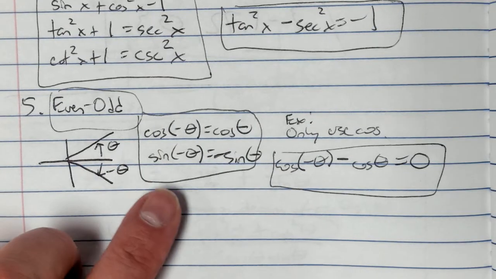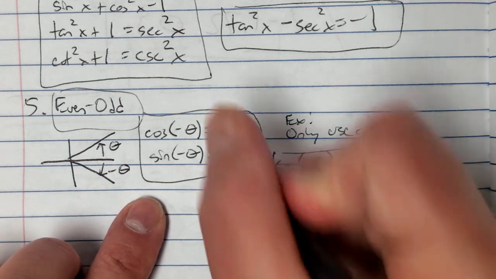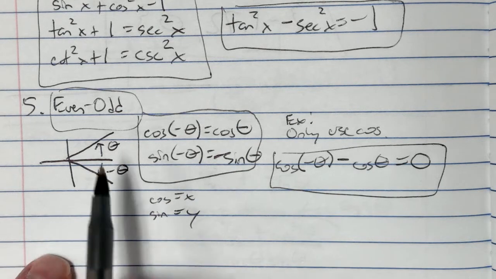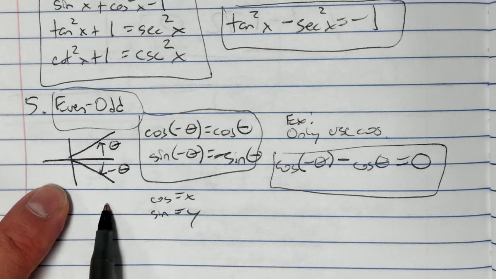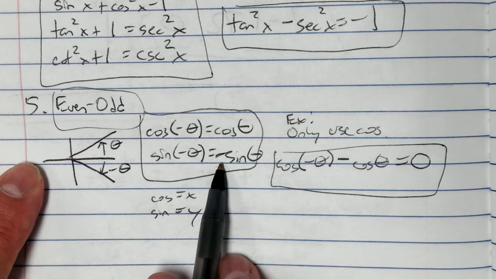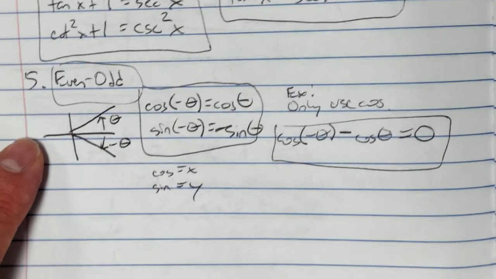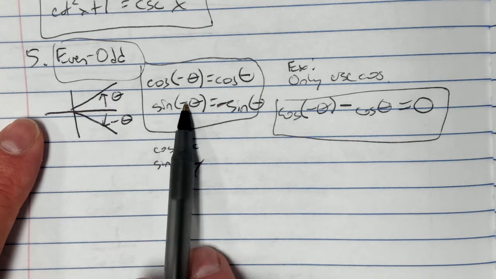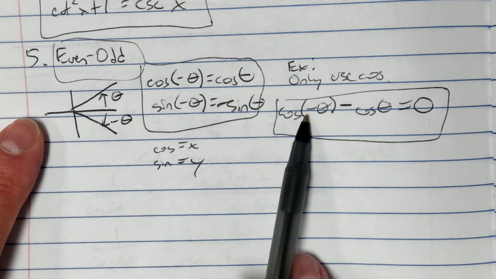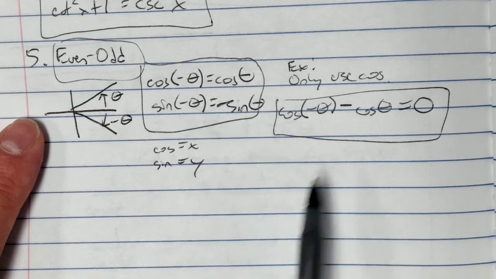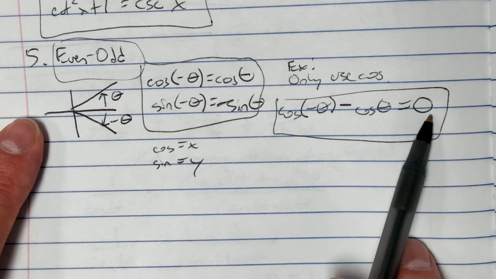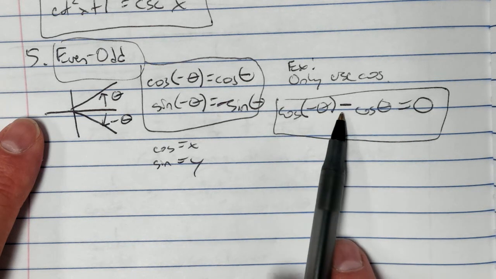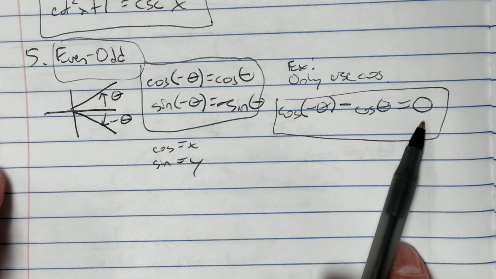And the reason is because, remember, cosine relates to x and sine relates to y. And so once we change from downstairs to upstairs, it's got to change sign. S-I-G-N. So again, on number 5, we're basically putting cosine on the left, and so we get 0 on the right. Cosine of negative theta minus cosine theta equals 0.